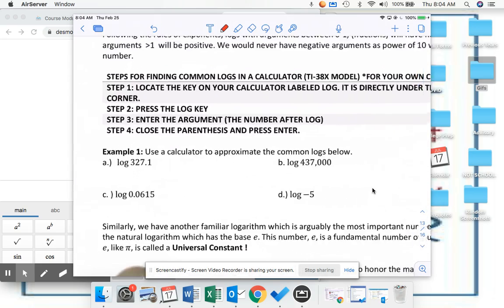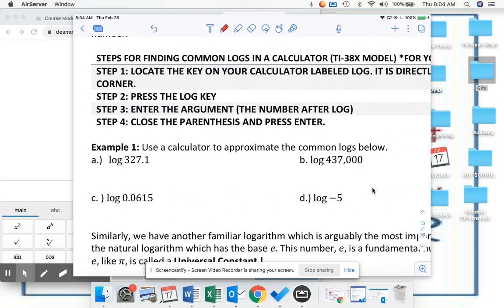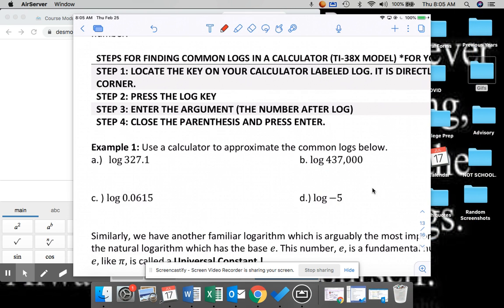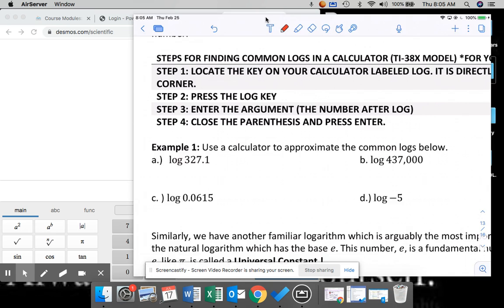If we jump down to example 1, we can look at these logs, none of which are super easy to solve, right? 437,000 is pretty close to a power of 10. It's got a lot of zeros in it, but it's not 1 followed by all zeros. So it's probably still going to be a decimal. But let's look at these and see if they make sense.